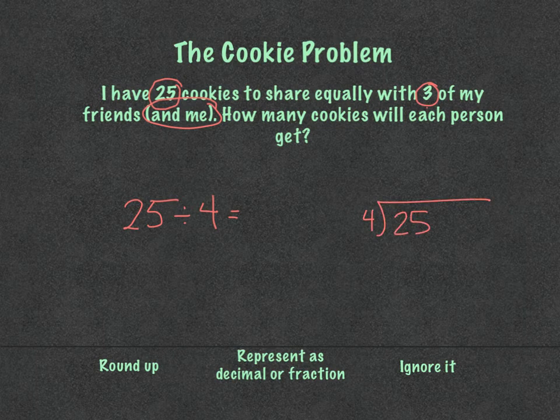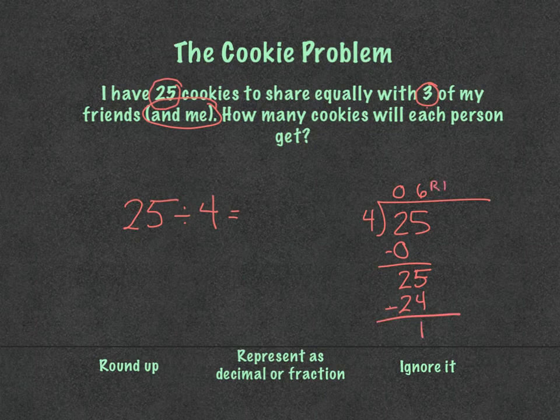Okay, so can 4 go into 2? Nope. 0 times 4 is 0. Subtract and I get 2. Bring down my 5. 4 goes into 25 6 times. 6 times 4 is 24. Subtract and I get 1. So 6 remainder 1.